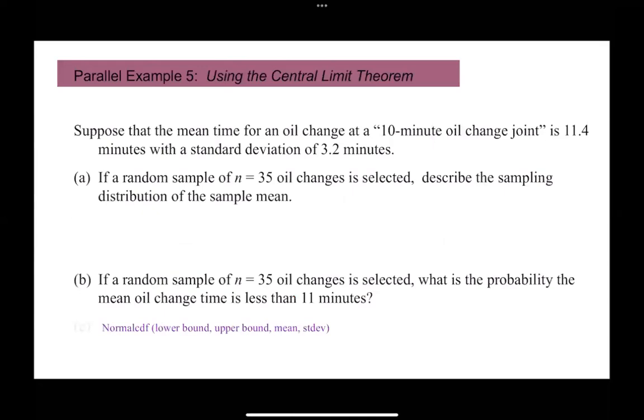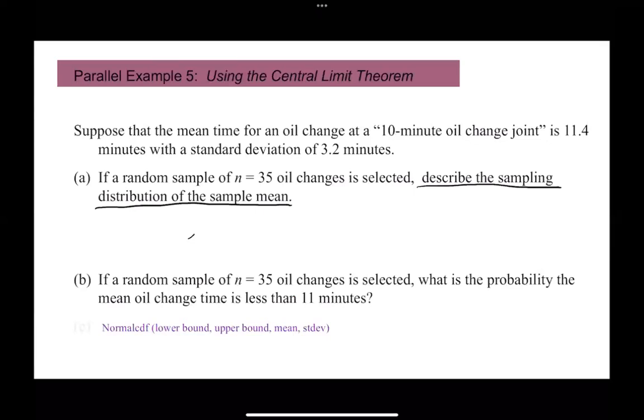So suppose the mean time for an oil change at a 10-minute oil change joint is 11.4 minutes with a standard deviation of 3.2. So we're going to talk about the sampling distribution of our sample mean if we have a random sample of 35. All it means when it says to describe the sampling distribution is to give the mean and the standard deviation. That's all it's saying. It just wants you to give the mean and the standard deviation.